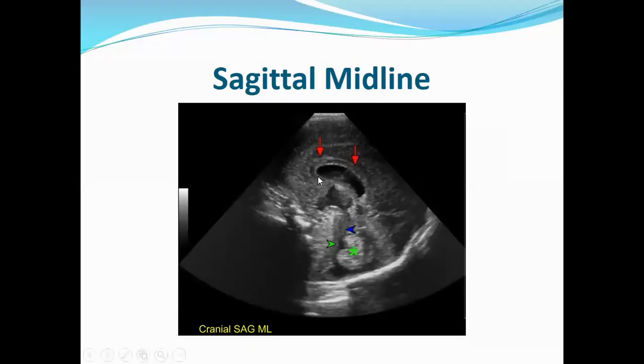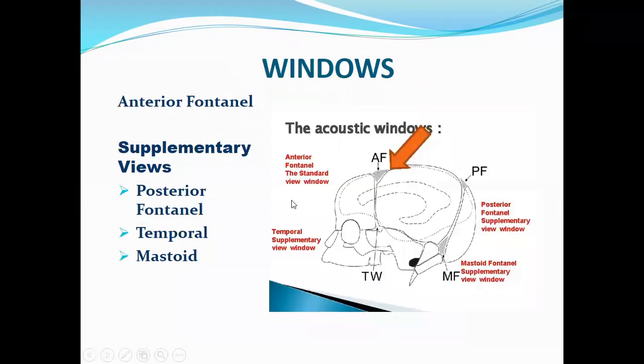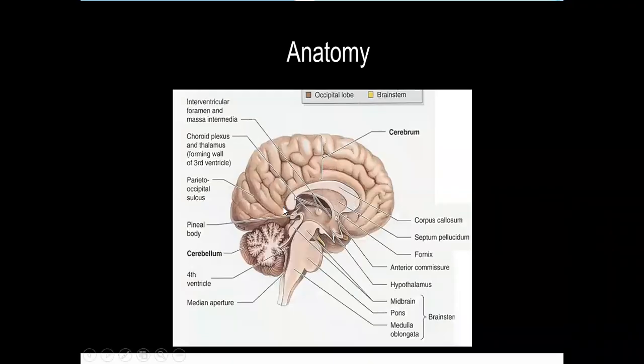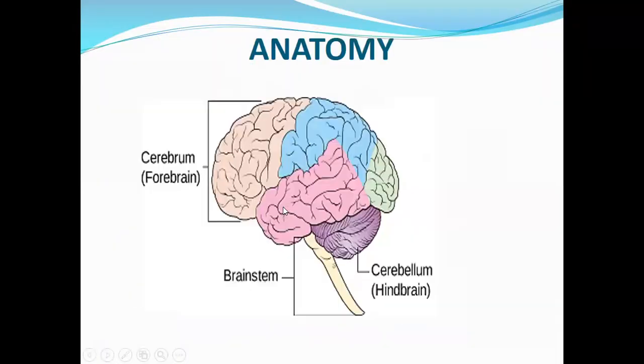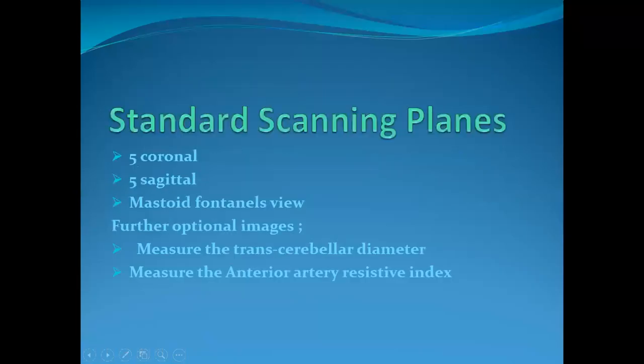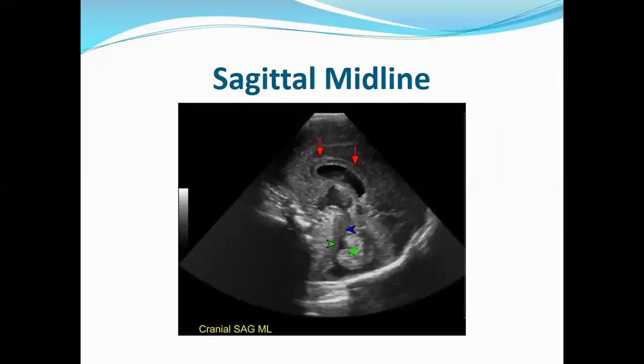So this is the corpus callosum. This is what we are seeing here, the corpus callosum. It's not echogenic, but it's fairly echolucent or isoechoic to the adjacent tissue, with the margins echogenic.